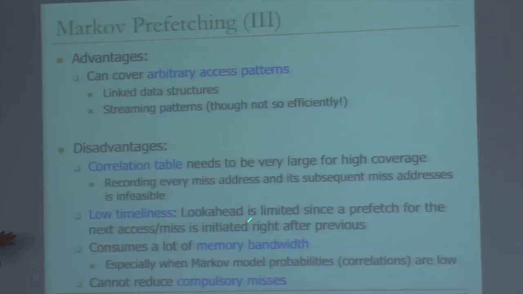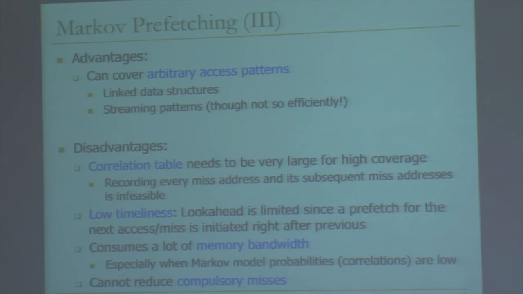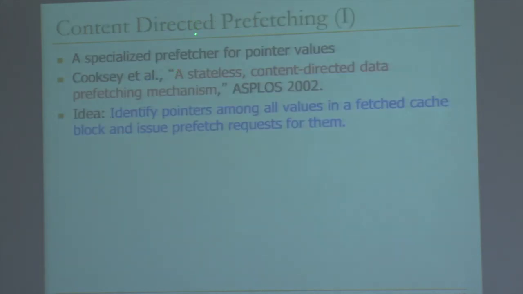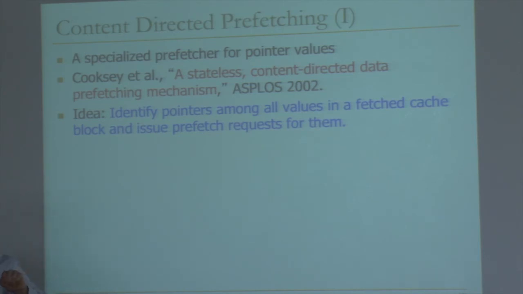So it's difficult to actually get these pointer-based data structures prefetched well. But people have developed a lot of interesting ideas. One idea that I really like and that makes a lot of sense is content-directed prefetching. This is a specialized prefetcher for pointer values. Markov prefetcher is not specialized, but it works well with pointer values, assuming these disadvantages can be tolerated somehow. The idea of content-directed prefetching is whenever you fetch a cache block, identify the pointers in that cache block and speculatively predict that you're going to access those pointers and send out prefetch requests for those pointers. Basically, you prefetch the cache blocks that are pointed to by these pointers.